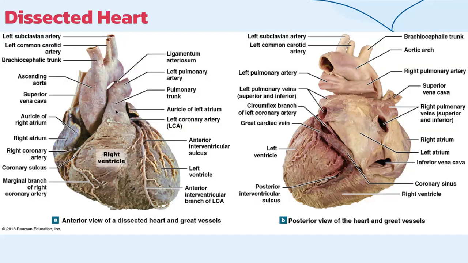You also have your pulmonary arteries. The pulmonary arteries are going to go both right and left. You can also see them over here. These are your pulmonary arteries. Connecting the aorta to the pulmonary arteries is this ligament called the ligamentum arteriosum, and it basically just keeps them connected to one another so that they're not moving around a lot.